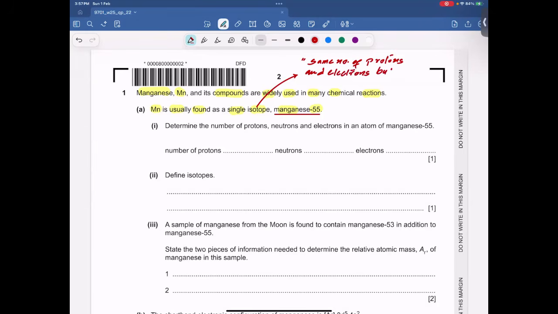But different number of neutrons. Okay. So determine the number of protons, neutrons, and electrons in an atom of manganese 55. In order to determine the composition of proton, neutron, and electron, we need to know about the atomic number of manganese. And for that, let's move on to the periodic table.